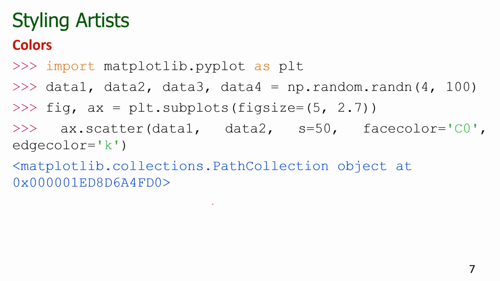Now this is the code. First we have to import Matplotlib, then data1, 2, 3, 4, which we have already used. fig, ax equal to plt.subplots, figure size already there. Then we are taking scatter: ax.scatter with data1, data2, s equal to 50, facecolor equal to C0, edgecolor equal to k. These are all color codes.